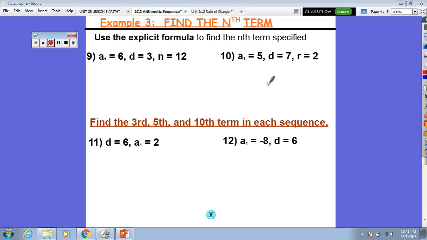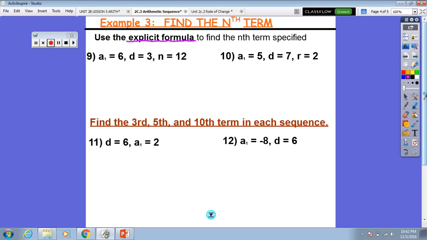Okay, so now we're ready for the second part. Most of the problems in this part of the lesson will require you to use the explicit formula, which is used more often than any other formula, more than the recursive formula.